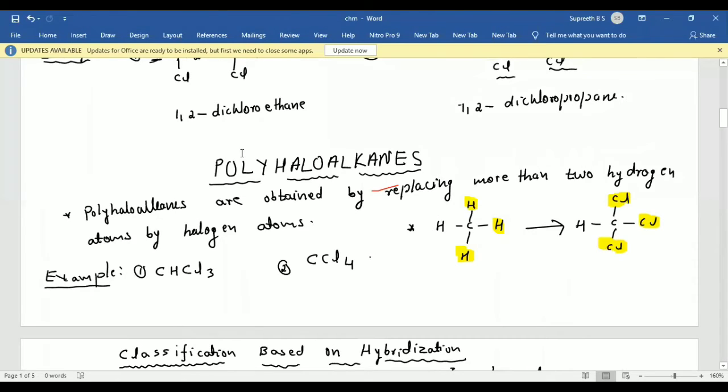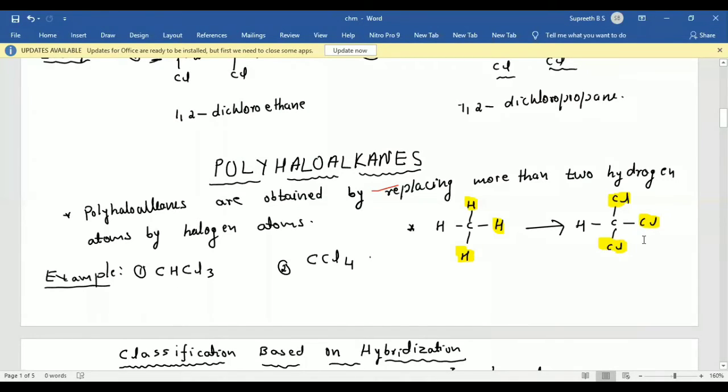polyhaloalkanes. Polyhaloalkanes are obtained by replacing more than two hydrogen atoms by halogen atoms. So that is the simple definition. Then we can observe examples. What is CHCl3? That is chloroform. CHCl3 is chloroform. What is CCl4? That is carbon tetrachloride.